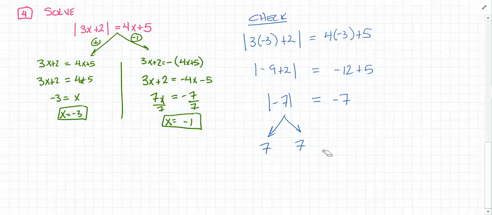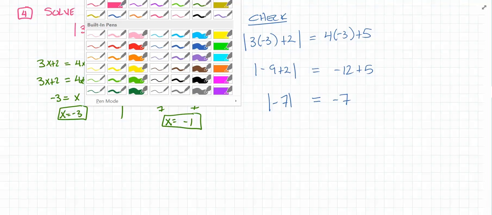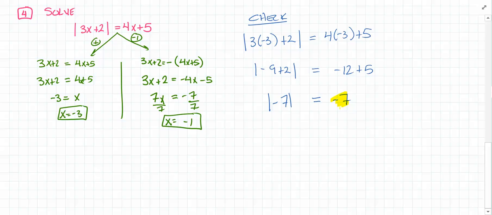Okay, so if you were walking down the street and I said, hey, what's the absolute value of negative 7? What would you tell me? You would say 7, wouldn't you? You would not say this answer right here. Do you know what that means? That means that x equals negative 3 is what's known as an extraneous solution.